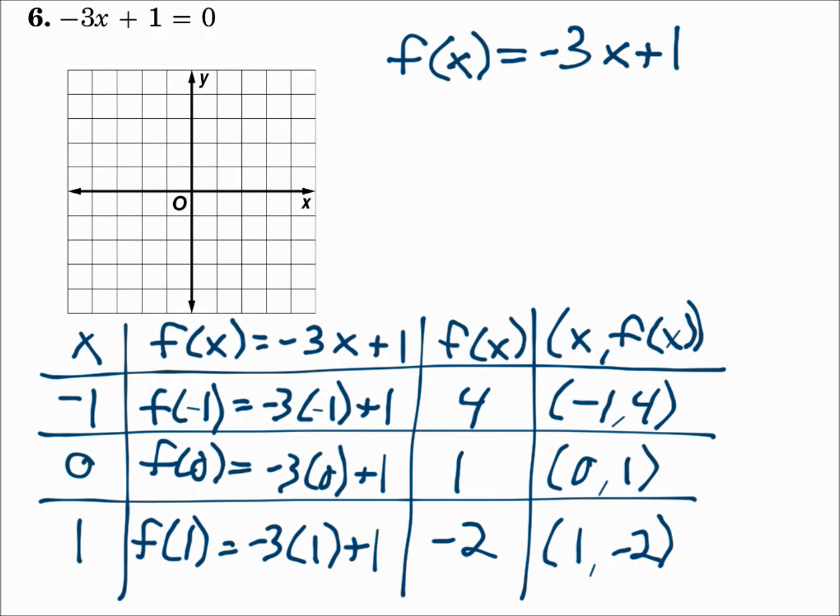You now have your 3 points. Plot them on the graph. Negative 1, 4, 0, 1, 1, negative 2. And connect the dots. The solution is the x-intercept, which is right there. It's between 0 and 1. That actually has a value of 1/3.